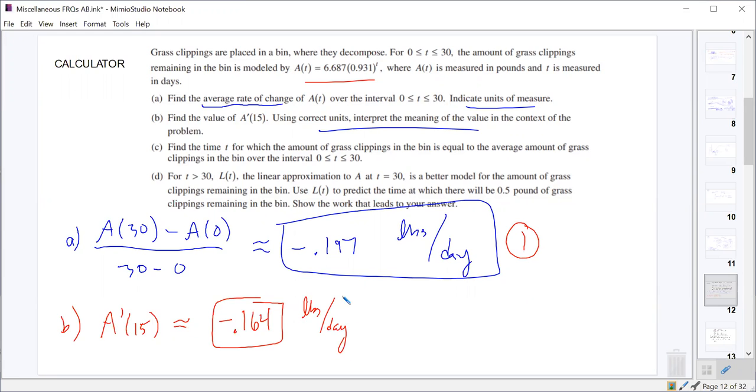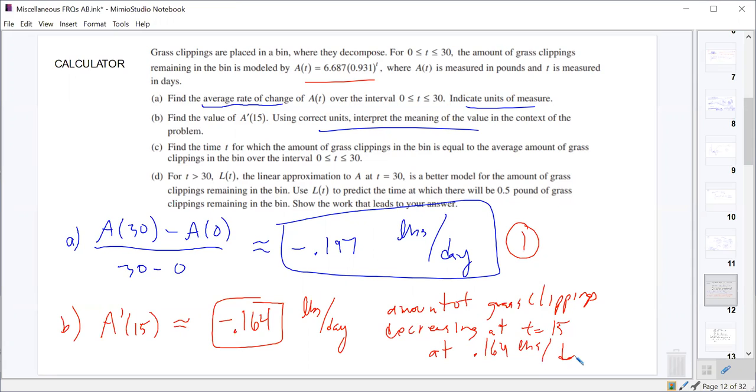And what is the interpretation of this? The amount of grass is decreasing at that rate. Amount of grass clippings decreasing at t equals 15 at 0.164 pounds per day. Exactly. Everybody good with that? And that was 2 points. One for the number, one for the explanation.